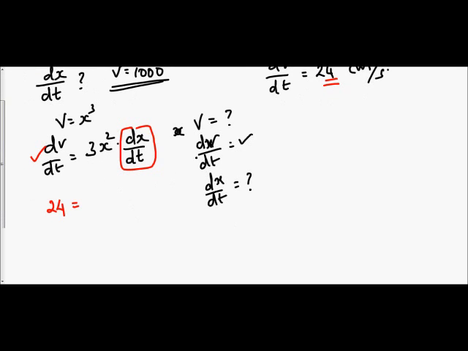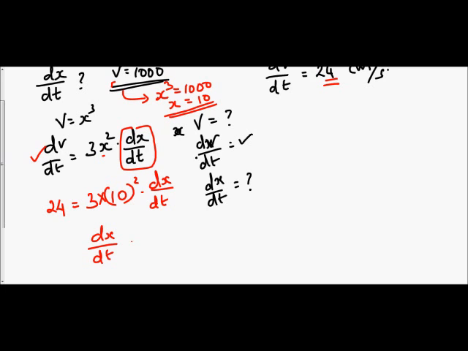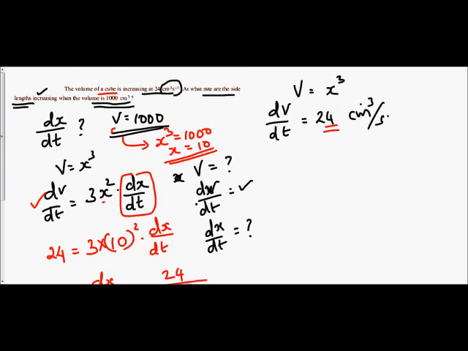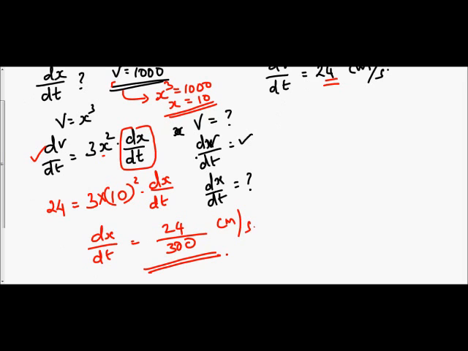So 24 is equal to 3 times, we don't know what x is because V is given as 1000. So when V is 1000, x cube is 1000. Therefore x is 10. So you need to get x values from the given volume value. So 3 times 10 square times dx dt is what we need. So dx dt equals 24 over 300. You can simplify as per the question. Okay, and here don't forget to write the unit. The unit is centimeter per second.